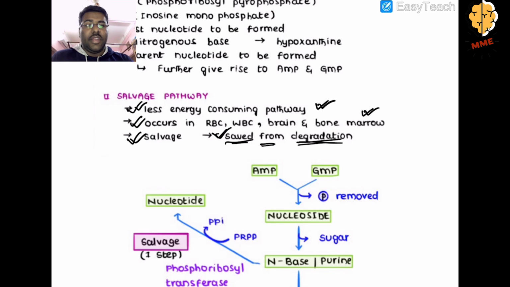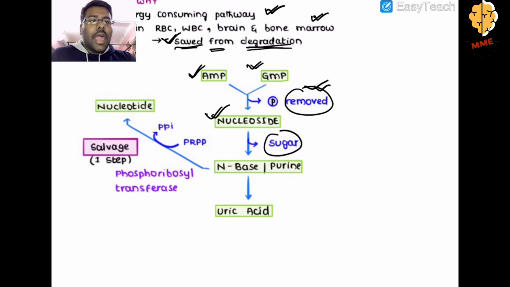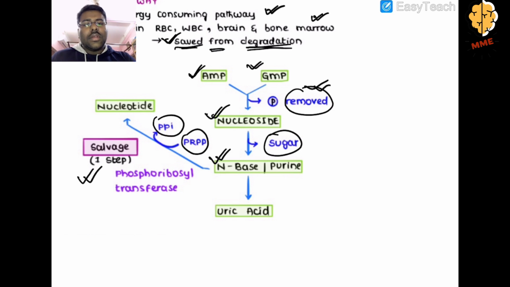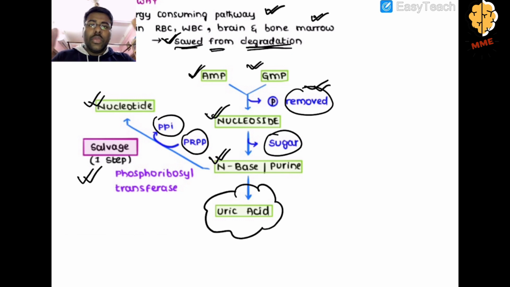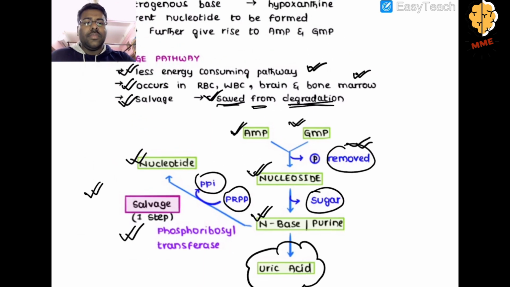So for IMP and GMP, if the phosphate is removed, the nucleoside is formed. From the nucleoside the sugar is removed, so only the nitrogen base is there, and from the nitrogen base again the salvage pathway occurs. The PRPP transferase is there. From the PRPP, the first step of the salvage pathway occurs, and the nucleotide is formed again, and uric acid forms as a byproduct. Okay, so this is the salvage pathway, which is very important.